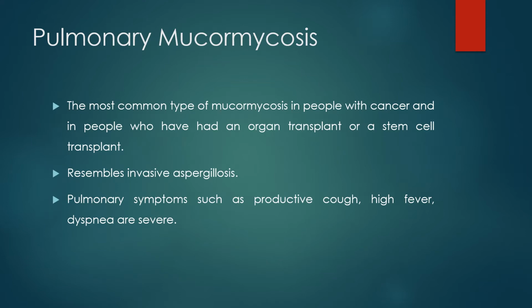Pulmonary mucormycosis is the most common type of mucormycosis in people with cancer and in people who have had an organ transplant or a stem cell transplant. It resembles invasive aspergillosis. Pulmonary symptoms such as productive cough, high fever, and dyspnea are severe.